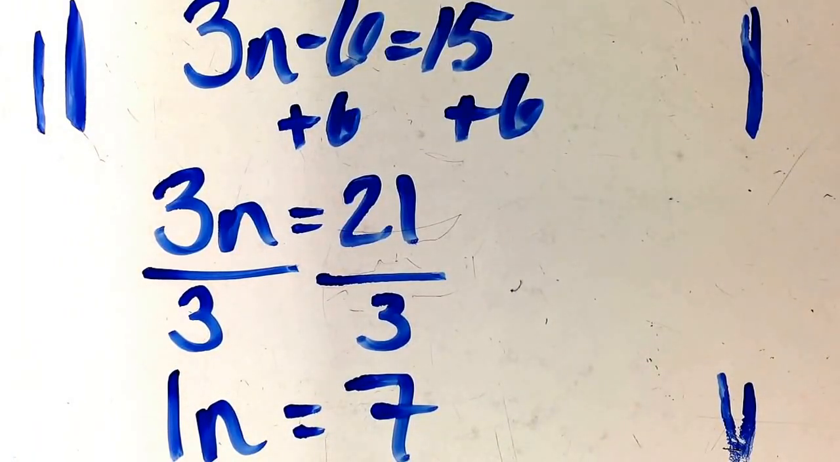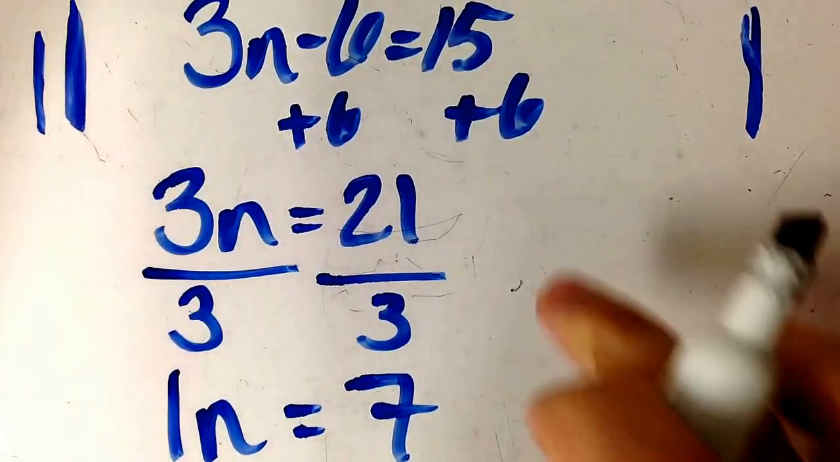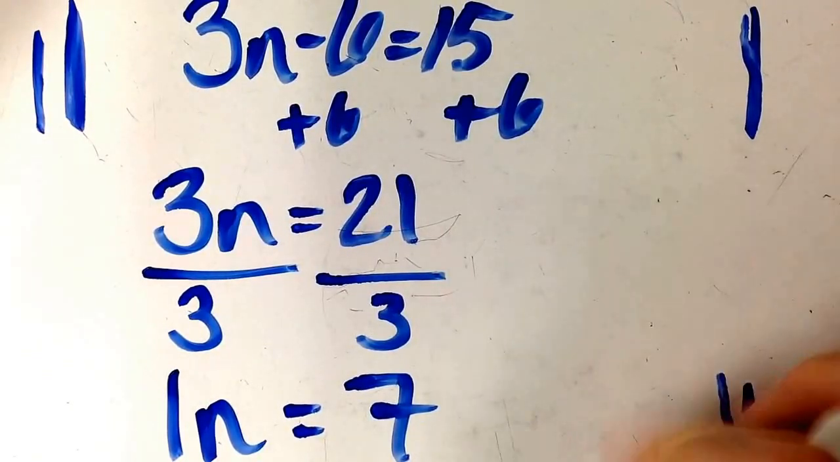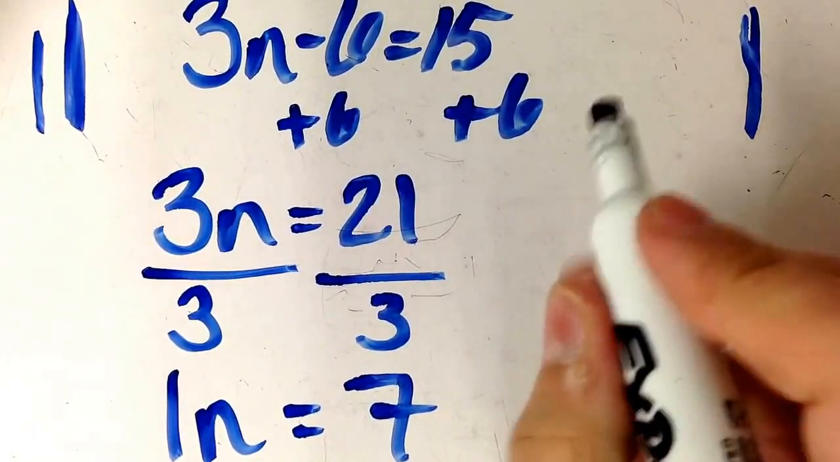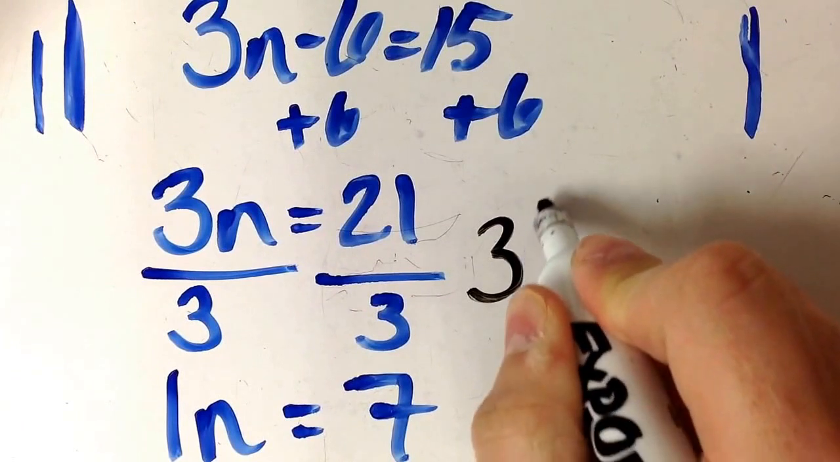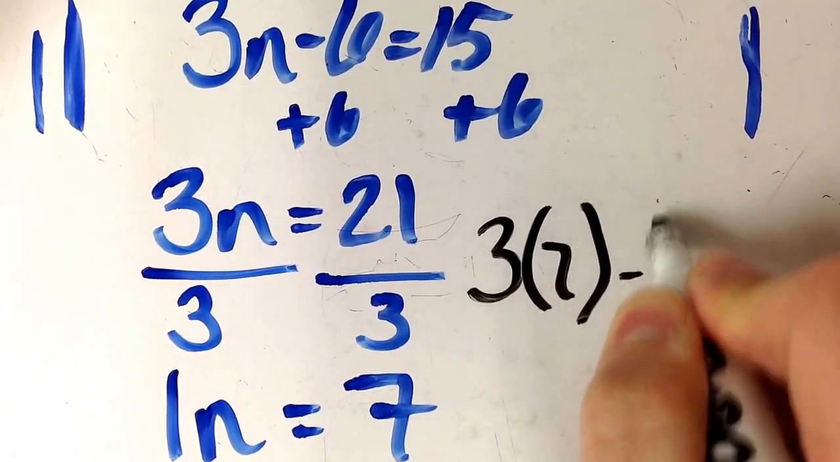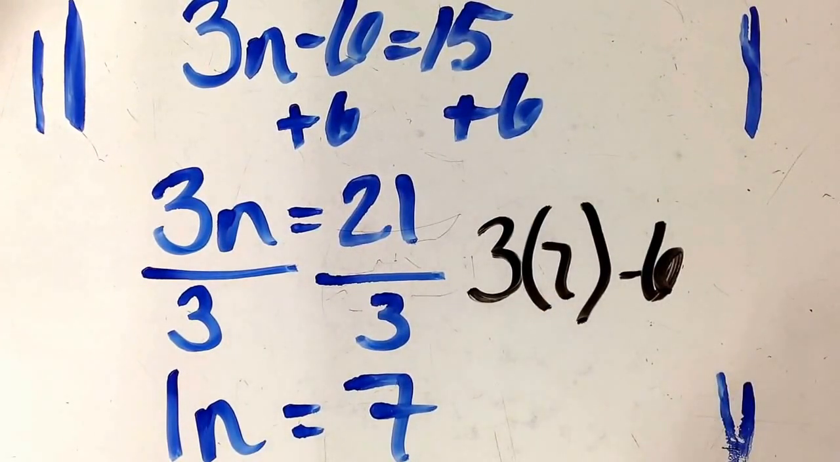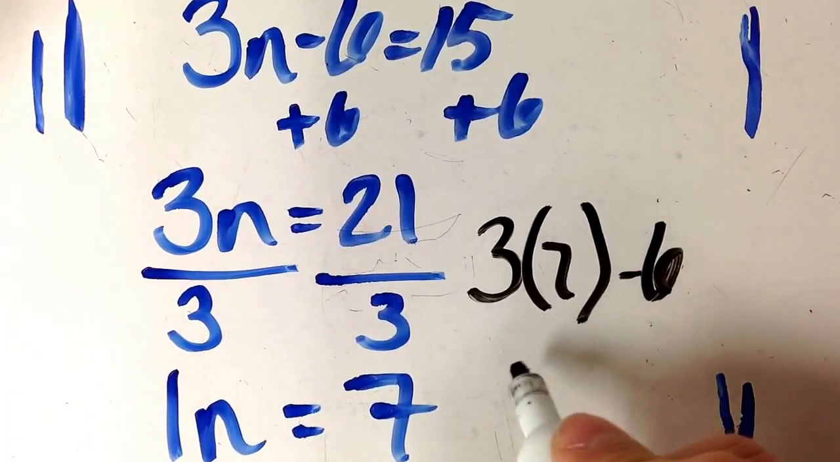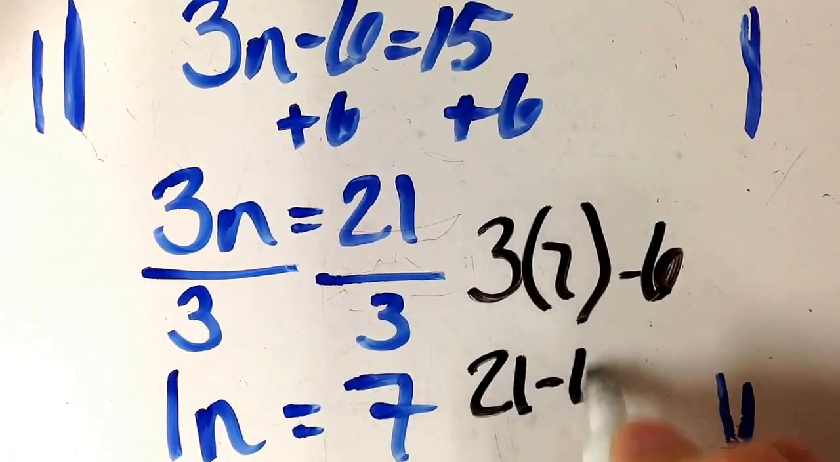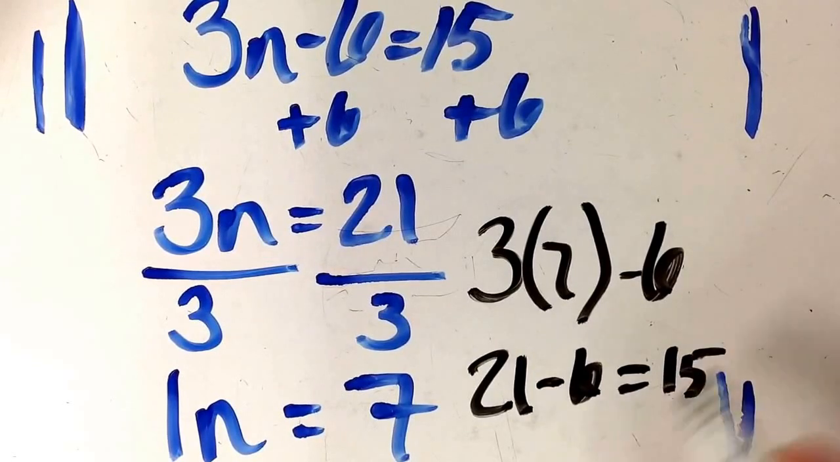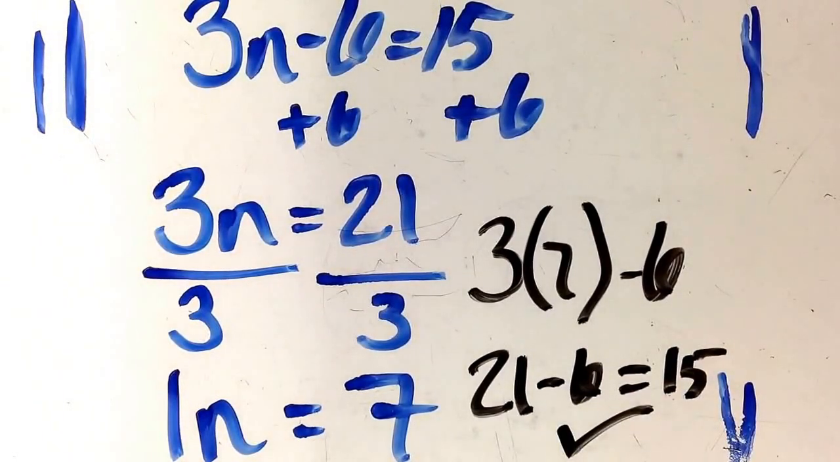And again, remember, in order for us to check our answer, I'm going to remember 1n equals 7 and plug it back into the original equation up top. Anytime I see that variable, I'm going to plug in the value 7. So I'm going to do 3 times 7 minus 6, and that should give me the value of 15. So 3 times 7 is 21 minus 6, and that does equal 15, so this problem checks out.